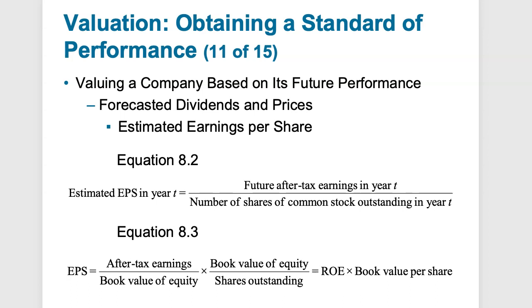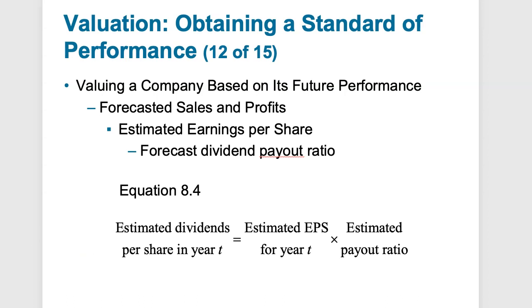So let's look at forecasting dividends and price. Here's equation 8.2: we take the future after-tax earnings and divide it by the number of shares of stock, and that gives us our basic earnings per share. And remember that for earnings per share, we have our after-tax earnings divided by the book value of the equity, times the book value of the equity per outstanding share, which is going to equal the return on investment times the book value per share, which is going to equal the earnings per share. So that's just breaking down the earnings per share a little bit.